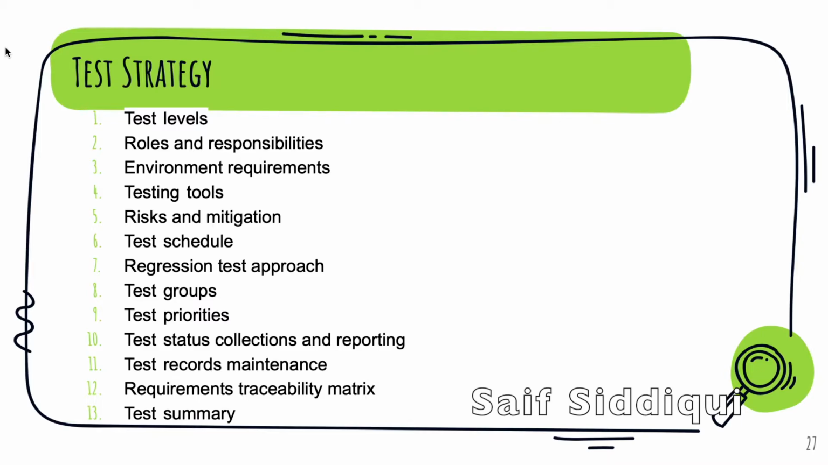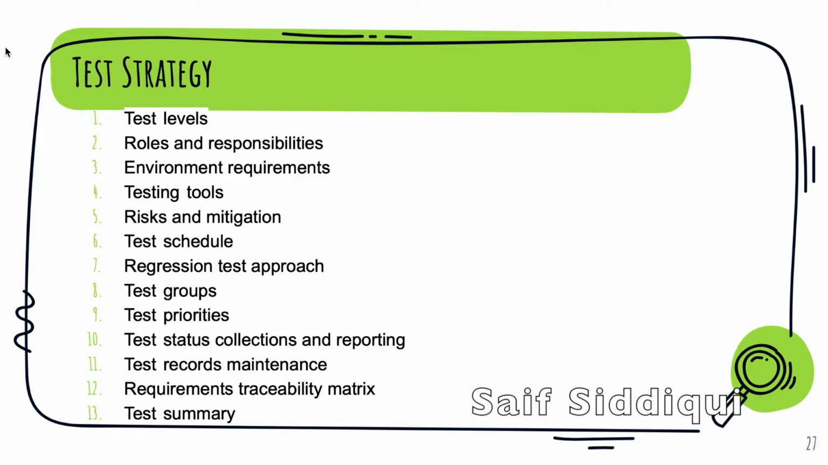Once we have defined the test strategy, are there any risks which will stop us from testing further? Maybe any dependency from the backend team, and we will not be able to test. So we need to define those risks and mitigation. Then the test schedule: when we are going to start the test, when we are going to finish the test, all the testing related schedules we are going to define.